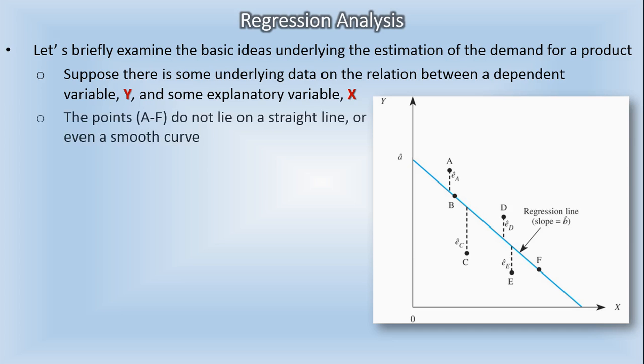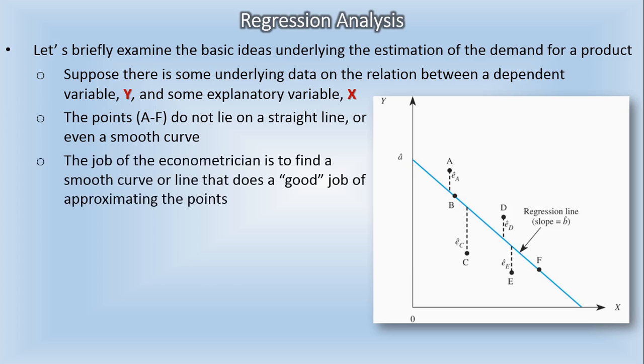And they're plotted there. So the points A through F do not lie on a straight line or even a smooth curve. So there isn't a clear mathematical relationship between these points. They're just a bunch of points. The job of the econometrician is to find a smooth curve or a line that does a good job of approximating the relationship that's embodied in these points. So we can see that this point represents a high amount of quantity demanded, let's say.